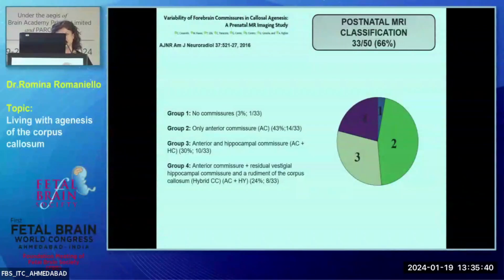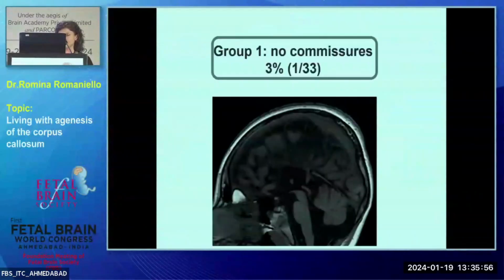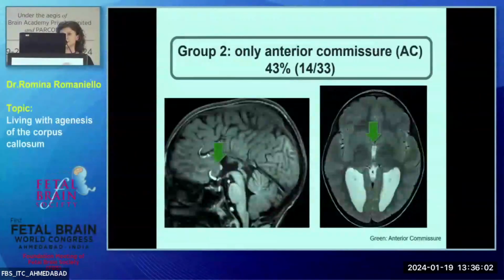And the distribution is 3% group 1, 43% in group 2, 40% in group 3, and 24% in group 4. So this is group 1 of postnatal MRI, an example, 3%, 1 subject. Group 2, only anterior commissure, in 43%, 14 subjects. In green arrows is the anterior commissure, you can see.